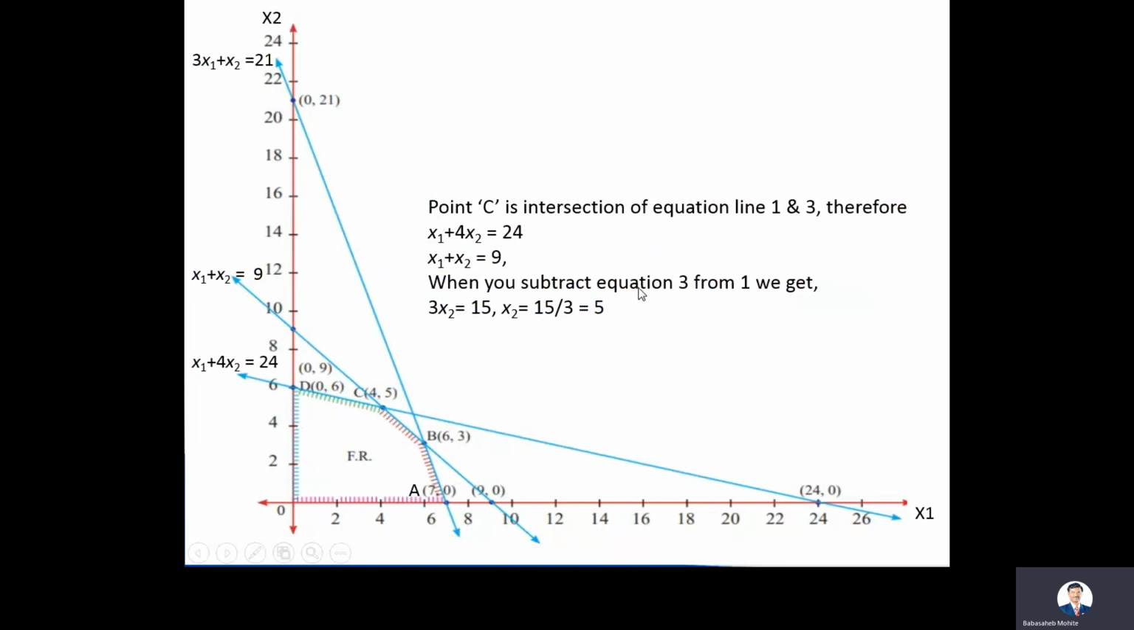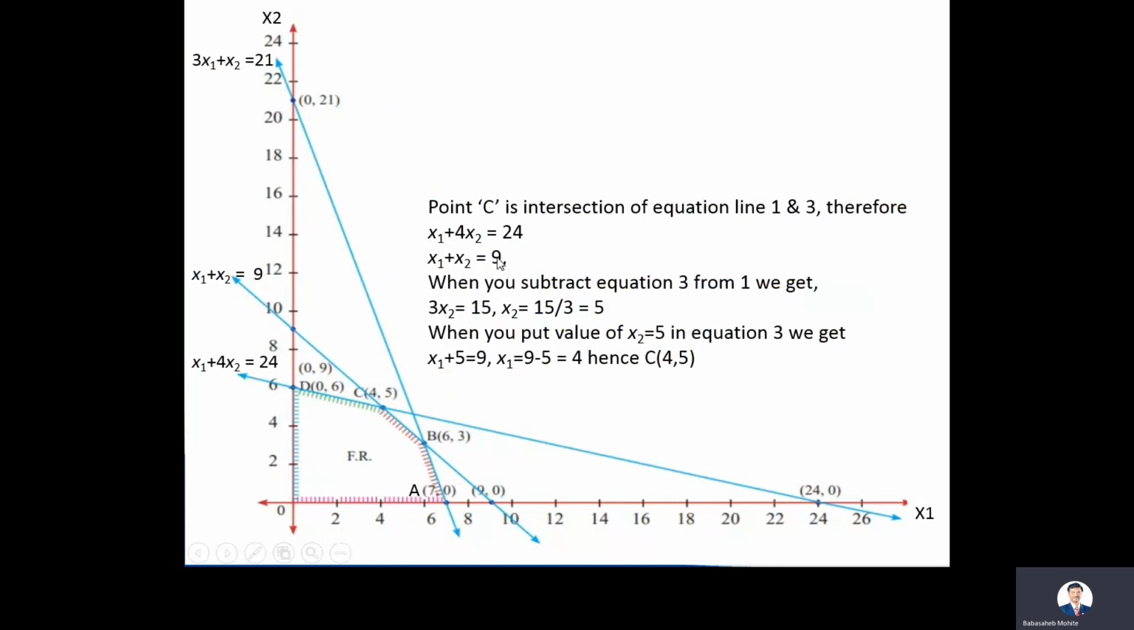So when you subtract equation 3 from equation 1, x1 gets cancelled. 4x2 minus x2 is equal to 3x2. 24 minus 9 is equal to 15. So x2 is equal to 15 divided by 3, that is equal to 5. So x2 is equal to 5. If you put the value of x2 equal to 5 in equation 3, we get x1 plus 5 is equal to 9.